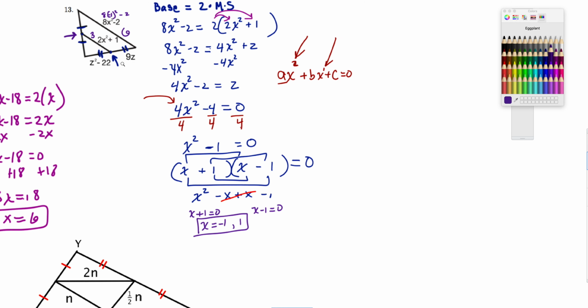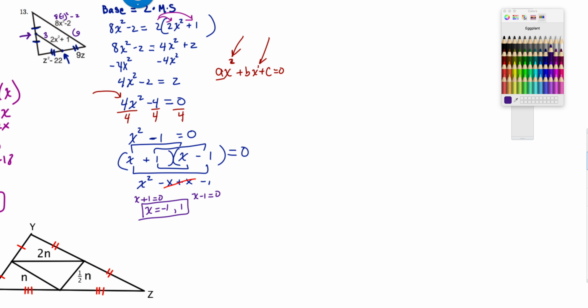Now, let's take a look at this z here. What do we know about those two segments? They're equal. So that means we could say, let's get a good color here. Let's go moss. Z squared minus 22 equals 9z. Okay, again, quadratic. Let's get this in standard form.